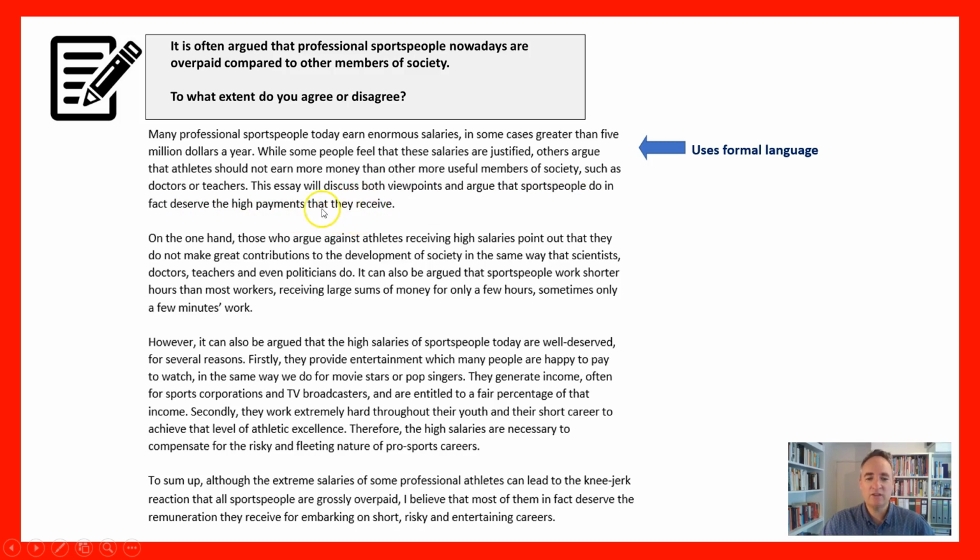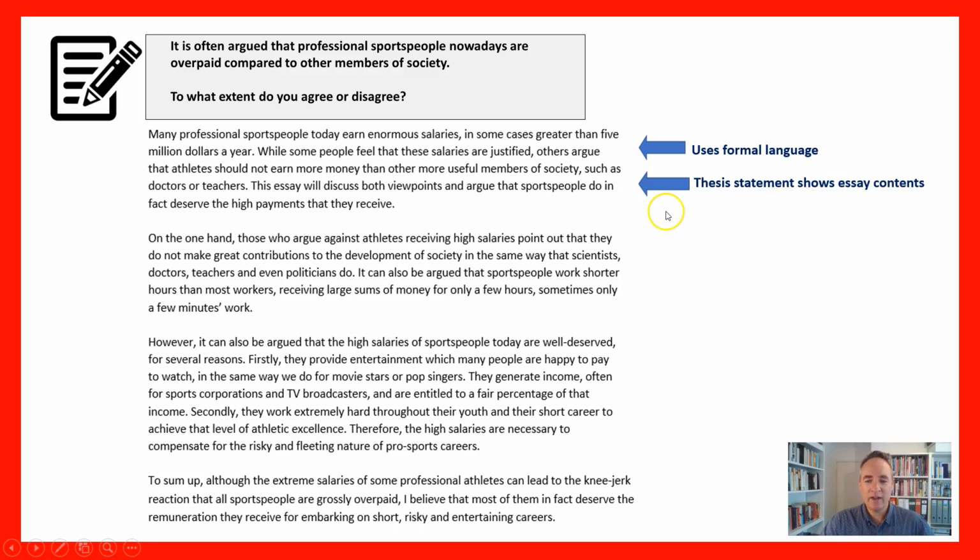This essay will discuss both viewpoints and argue that sports people do in fact deserve the high payments they receive. So we're going to say that they do deserve these payments, but overall I'm using very formal language. There's no contractions. You're not saying that I will discuss. No, it's this essay will discuss. So you're being quite formal with your language, and there's no contractions, there's no can't, it's cannot and do not, those types of things.